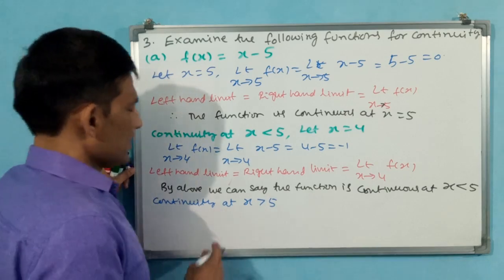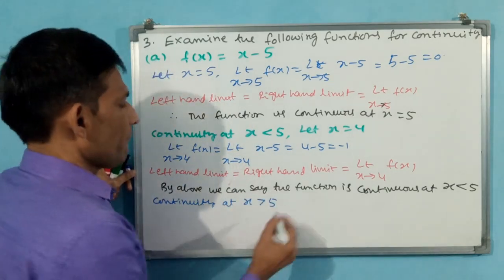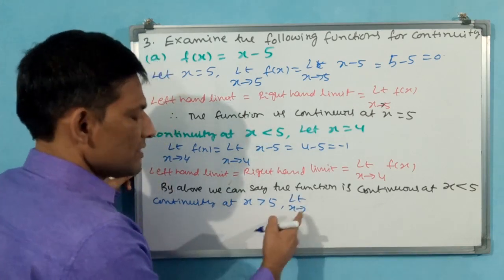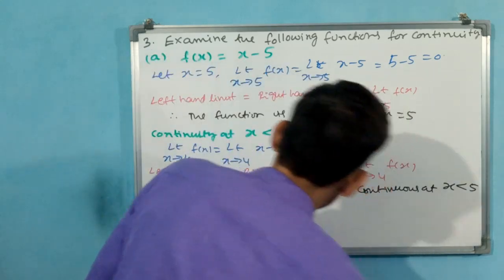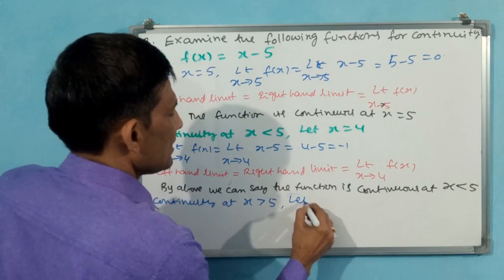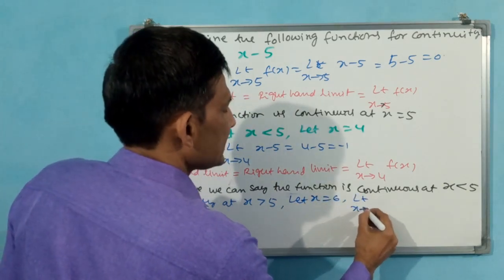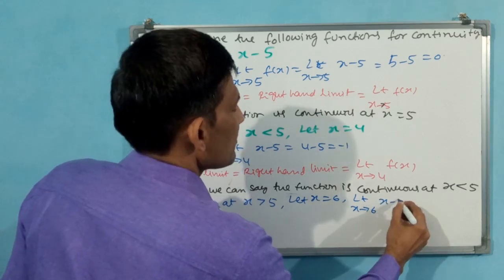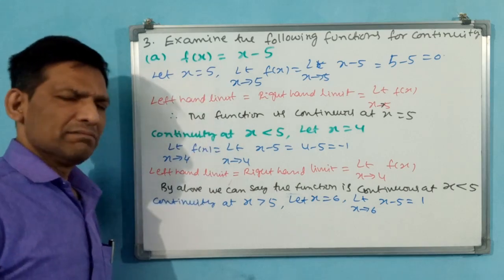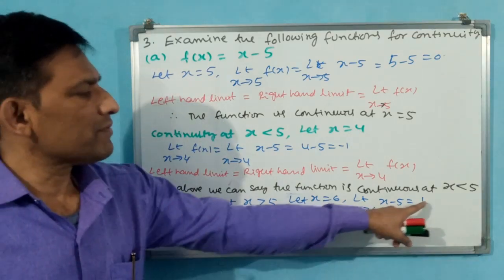Okay, write down continuity at x greater than 5. Limit x tends to, let x equal 6 you take. Why? Because greater than 5, one number you have to take. Limit x tends to 6 of x minus 5 is equal to 6 minus 5, 1. Directly I have written. You need not make that many steps. If you substitute 6, 6 minus 5, 1 is going to come.